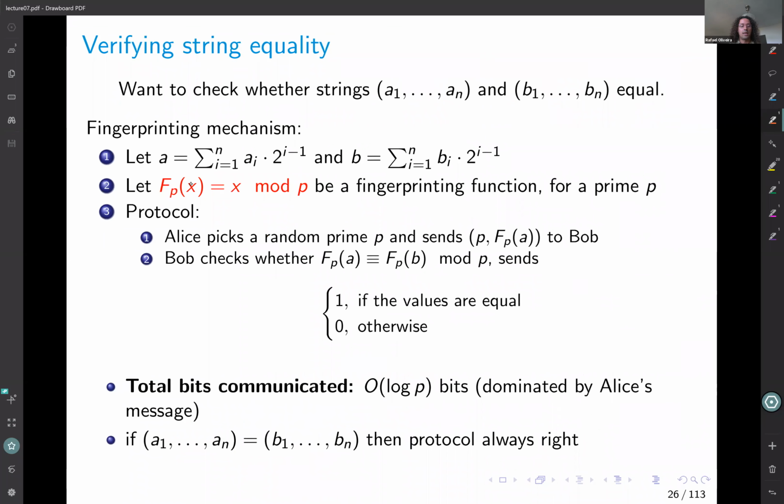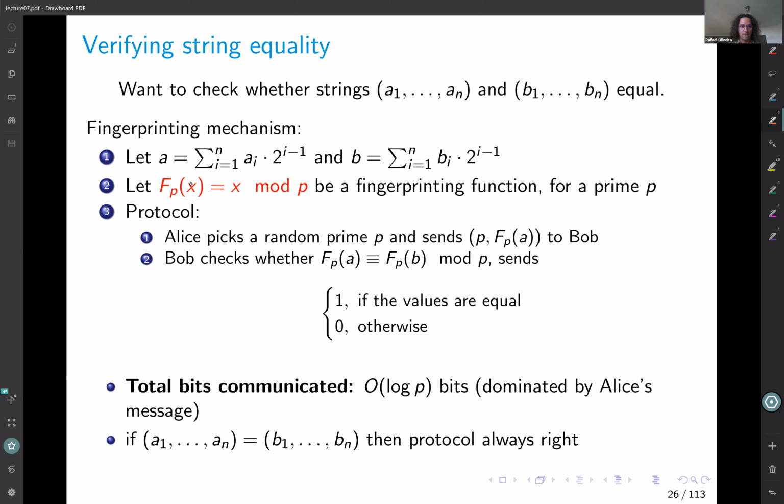Okay, so here's the thing. Let's prove some more things about this. If their databases are the same, so if the string A1 up to An is equal to B1 up to Bn, this protocol is always right. Bob will always reply 1. Does that make sense? Just because the integers A and B are the same. So if the databases are the same, there's nothing for us to worry about.